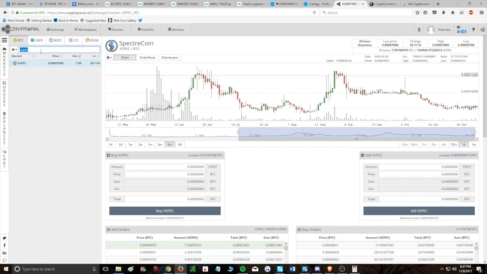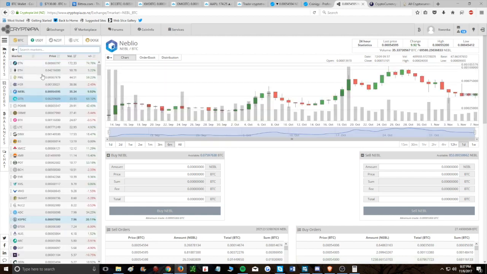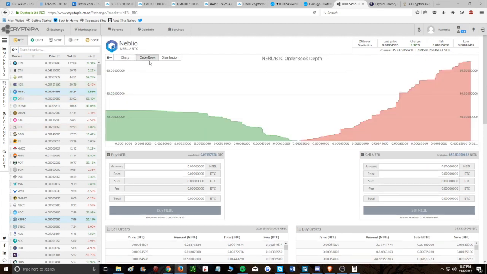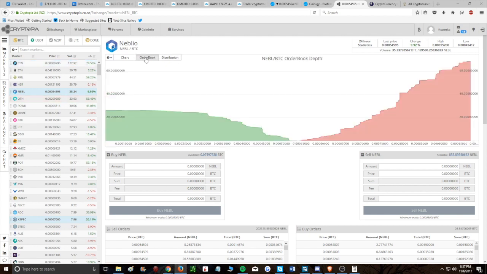And another coin is Nebel. Nebel is usually one of the top volume coins on Cryptopia. Let's see, it's number 5. And this has been a big winner for me. Right now the chart doesn't look too bad. Again, it's really hard to tell on this software. I do not like it at all. There's the breakdown on the order book and the depth. Distribution, I do not use that at all. The order book, I don't like using any of this.